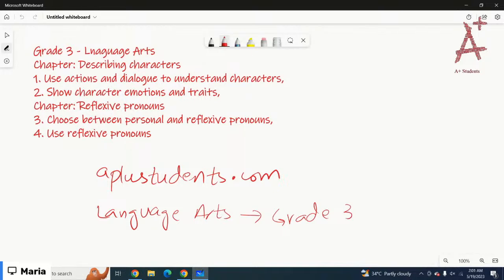We're going to start with the chapter describing characters. Use actions and dialogue to understand characters. Show character emotions and traits. Then we'll start the new chapter, reflexive pronouns. The lessons are choose between personal and reflexive pronouns, and use reflexive pronouns. So let's just start with the first lesson.